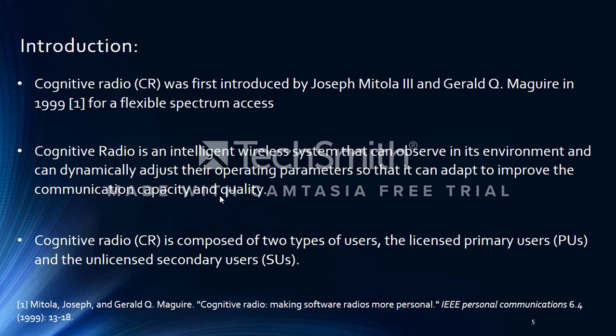Introduction. Cognitive radio was first introduced by Joseph Mitola and Gerald Q. Maguire in 1999 for flexible spectrum access. Cognitive radio is an intelligent wireless system that can observe its environment and can dynamically adjust its operating parameters so that it can adapt to improve the communication capacity and quality. Cognitive radio is composed of two types of users, the primary user and the secondary user.